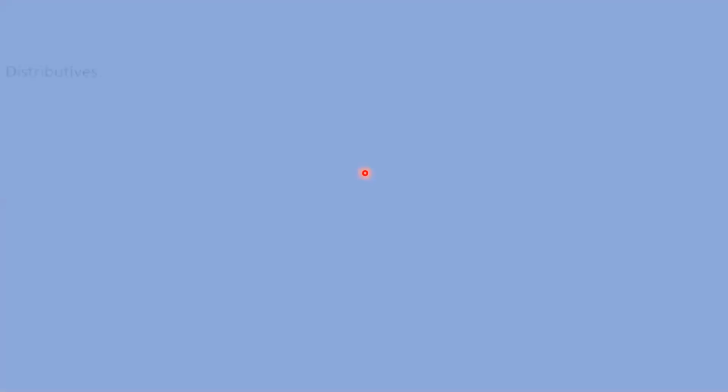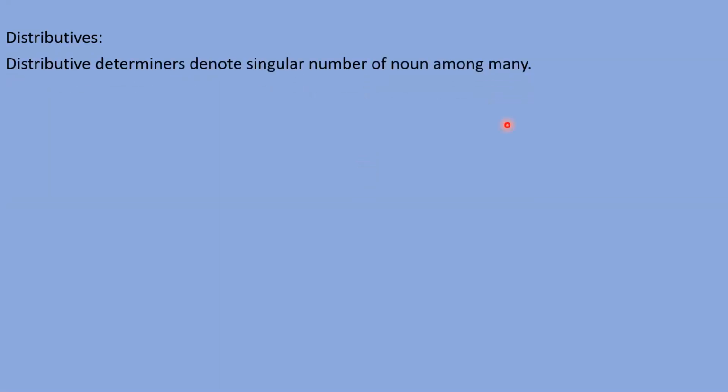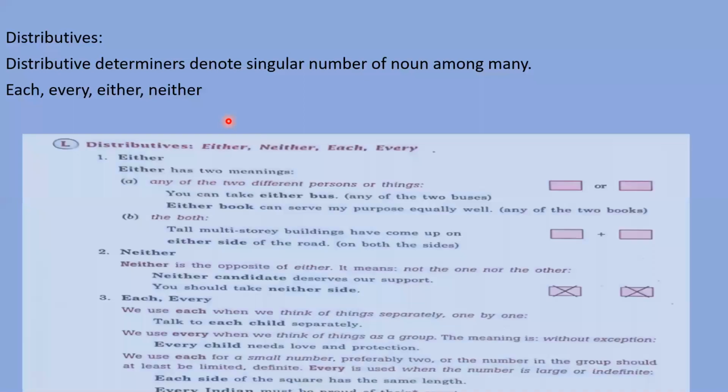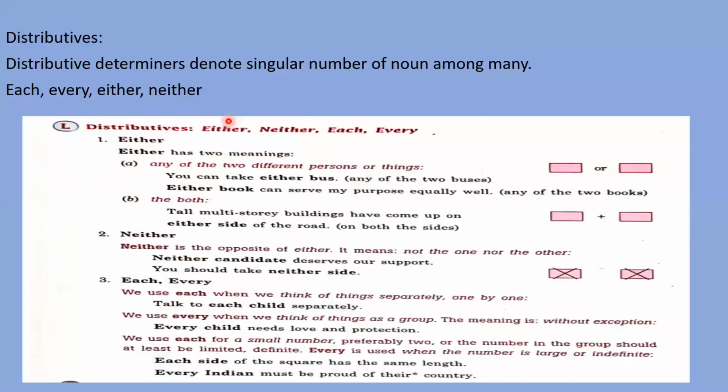So now let's come to the next point, distributive. Distributive determiners denote singular number of a noun among many, like each, every, either, neither. These are called distributive determiners, right? So some points we need to understand. Distributive: either, neither, each, every.